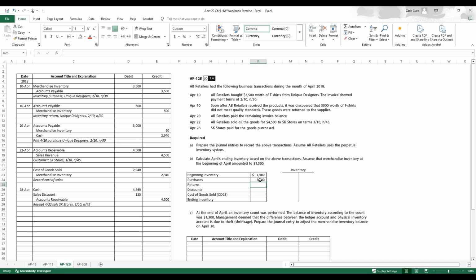But we had purchases, beginning inventory, it tells us 1,500. We had purchases of 3,500. That was that time. We had returns, so we'll subtract that, of 500.